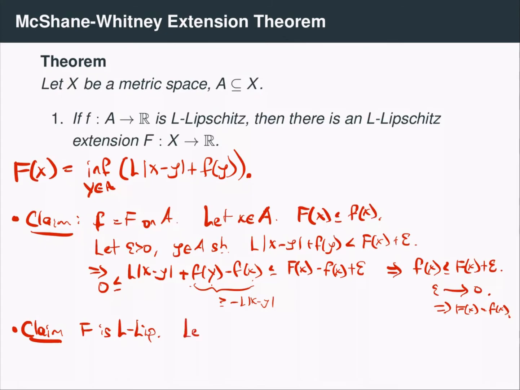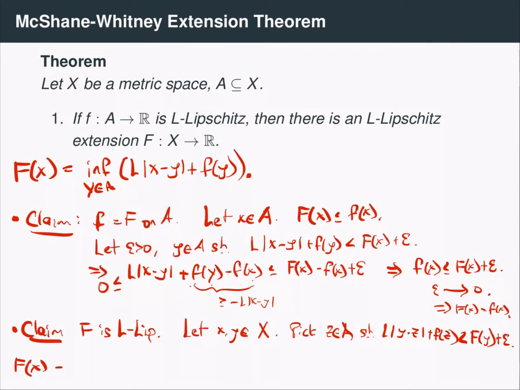Okay, so let x and y be any pair of points in the whole metric space X. And then we're going to pick z in our set A such that if we look again at the difference between x, y minus z plus f of z, this is less than f of y plus epsilon. Okay, so now let's look at this difference.